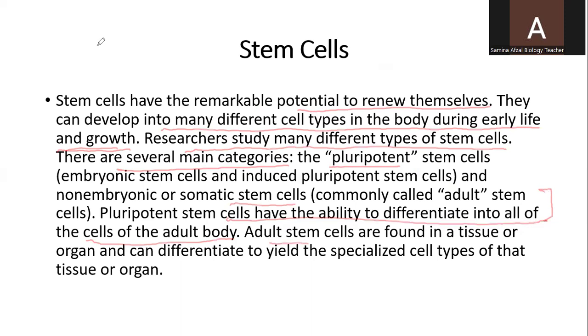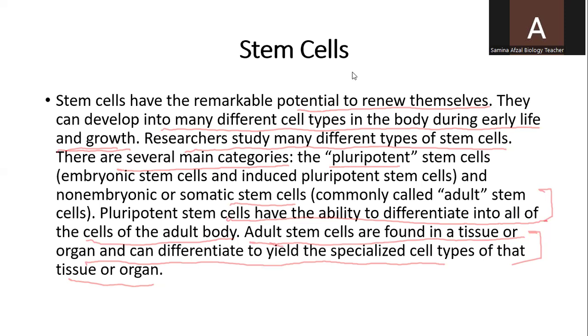And adult stem cells are found in a tissue or organ and can differentiate to yield the specialized cell types of that tissue or organ. So the adult stem cells will make the specialized tissues of that organ or tissue in which they are present.